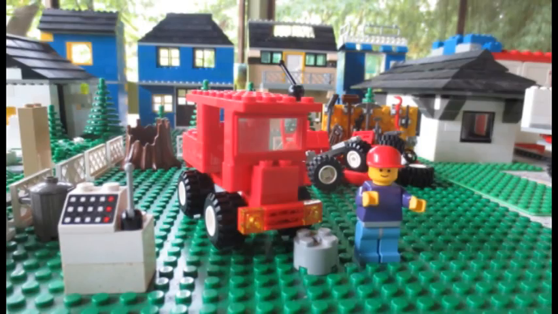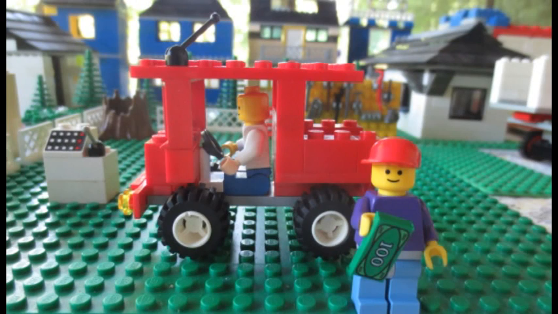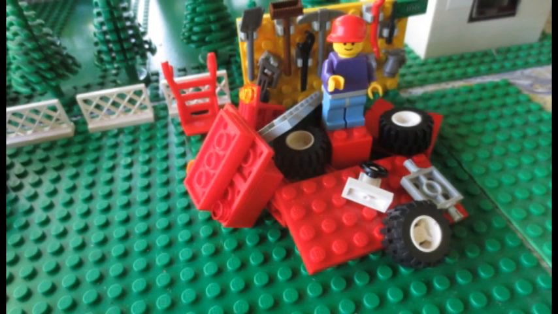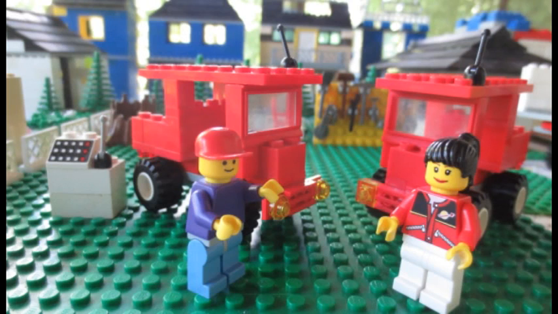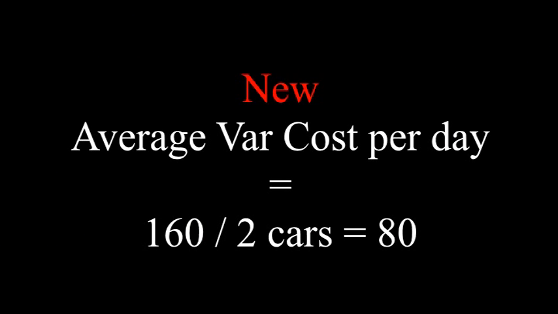To think about it in another way, when Eric doubled the number of cars he built, his revenues doubled, but his costs did not, which allowed him to become profitable. The same thinking does not apply to variable costs. Fixed costs remain the same with increases in production, but variable costs increase with increases in production. In Eric's case, when he doubled the output, his variable costs also doubled. 80 divided by 1 is equal to 160 divided by 2, so the average variable costs remain the same.